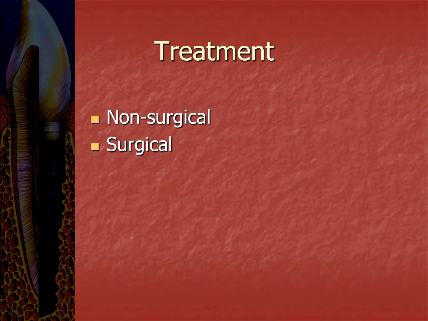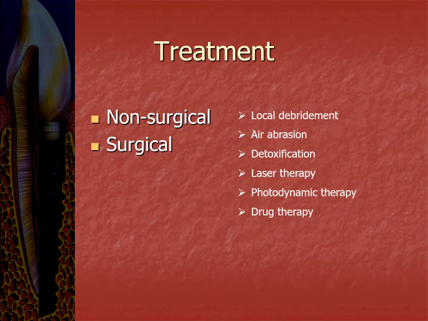Now let us see the treatment modalities for peri-implantitis. The therapy can be broadly classified into two types, that is non-surgical and surgical. Non-surgical comprises local debridement, air abrasion, detoxification, laser therapy, photodynamic therapy and drug therapy. And the surgical techniques include surgical correction and implantoplasty. So let us see one by one in detail.